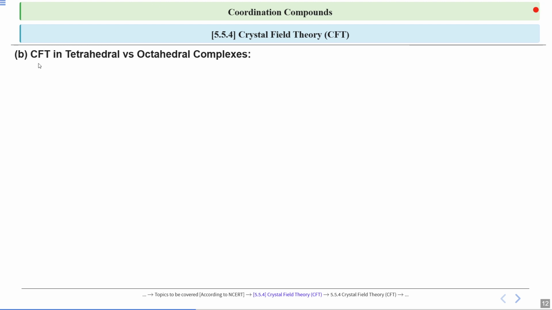Let's see the crystal field theory in the tetrahedral versus octahedral complexes. So, inverted d orbital splitting. If you compare between the tetrahedral and the octahedral complexes in terms of crystal field theory, the first point is inverted d orbital splitting.